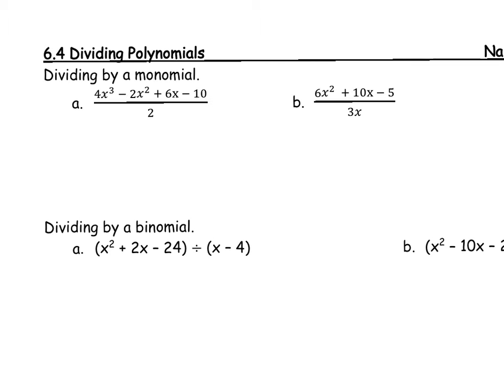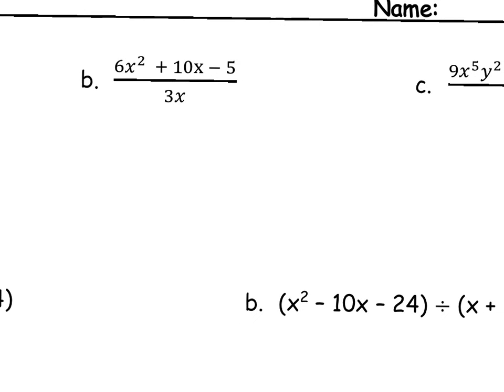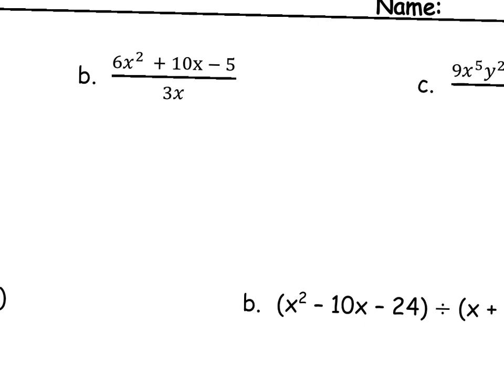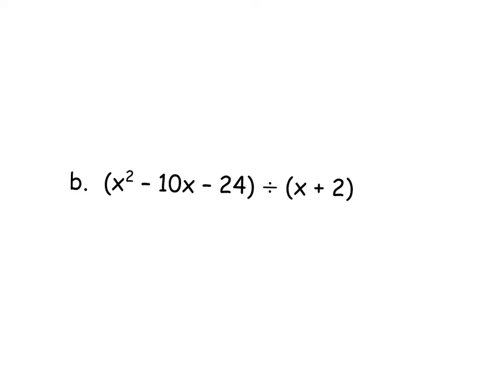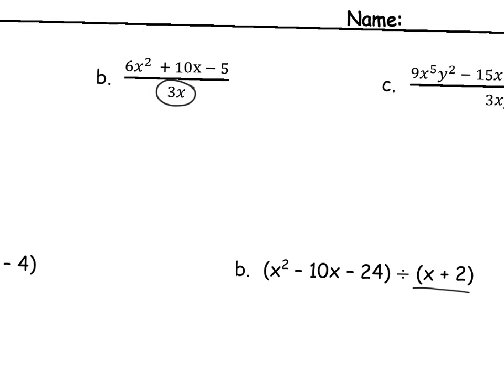And I think we're going to jump right into B here. B is a good problem. And you're dividing by one of two things in today's lesson. You're dividing by either one term, like 3x, that's a monomial, or you're dividing by two terms, like x plus 2. And there's a difference between them. So let's talk about that difference right now.